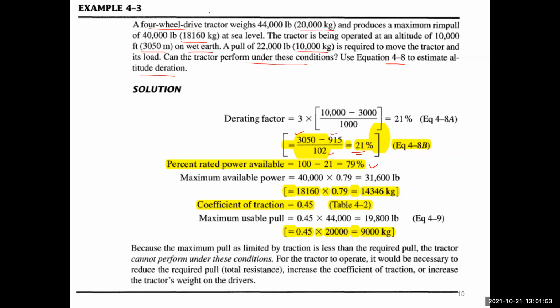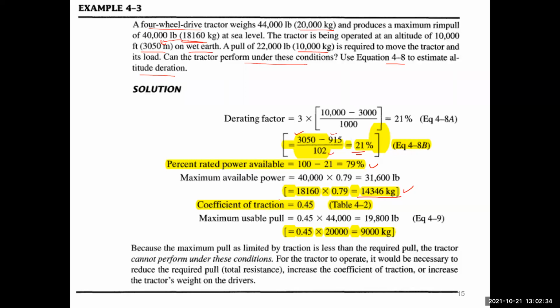18,160, because 18,160 was the rim pull at sea level. So at the 3,050 meter height, it will be 79% of that. So this will be 14,346 kilograms. So this four-wheel drive tractor can only pull up to 14,346 kilograms. Now, on the other hand, let's find the coefficient of traction.